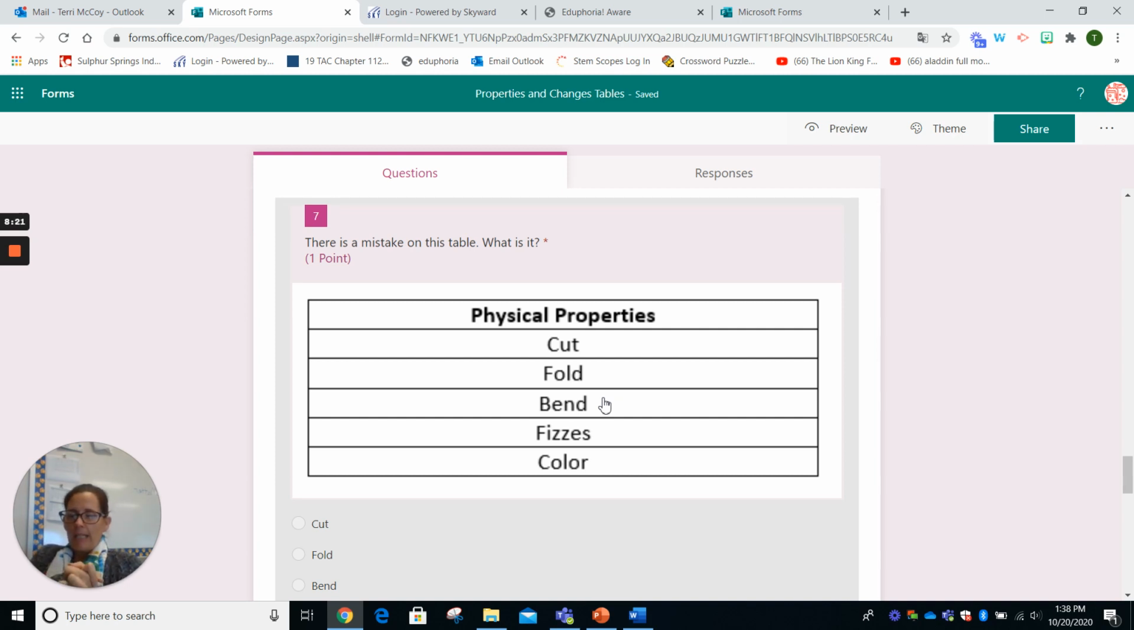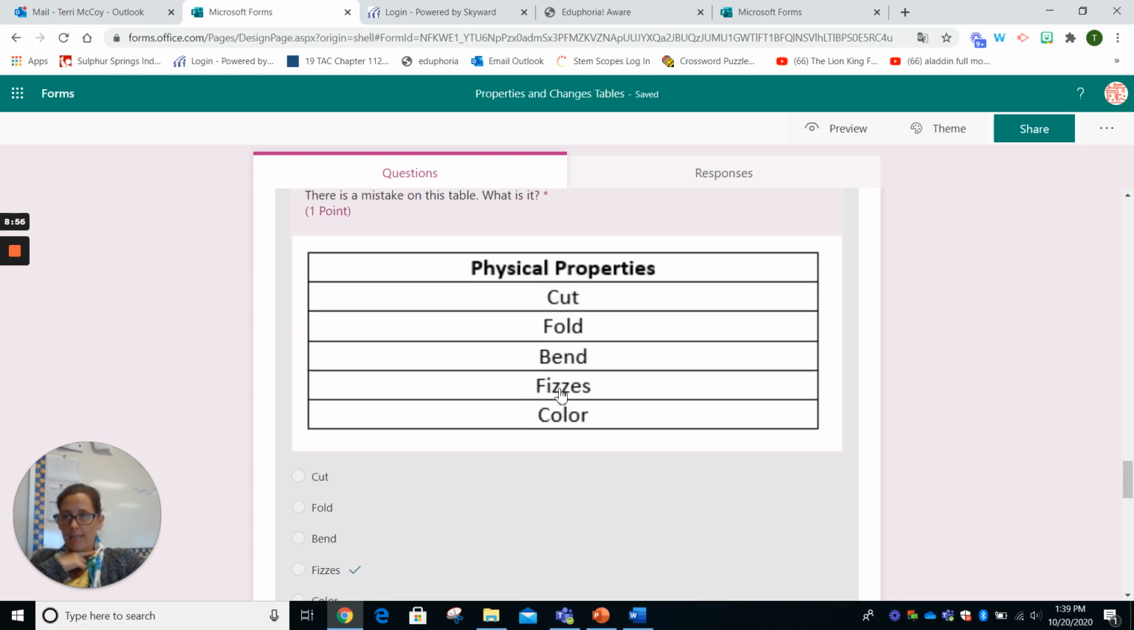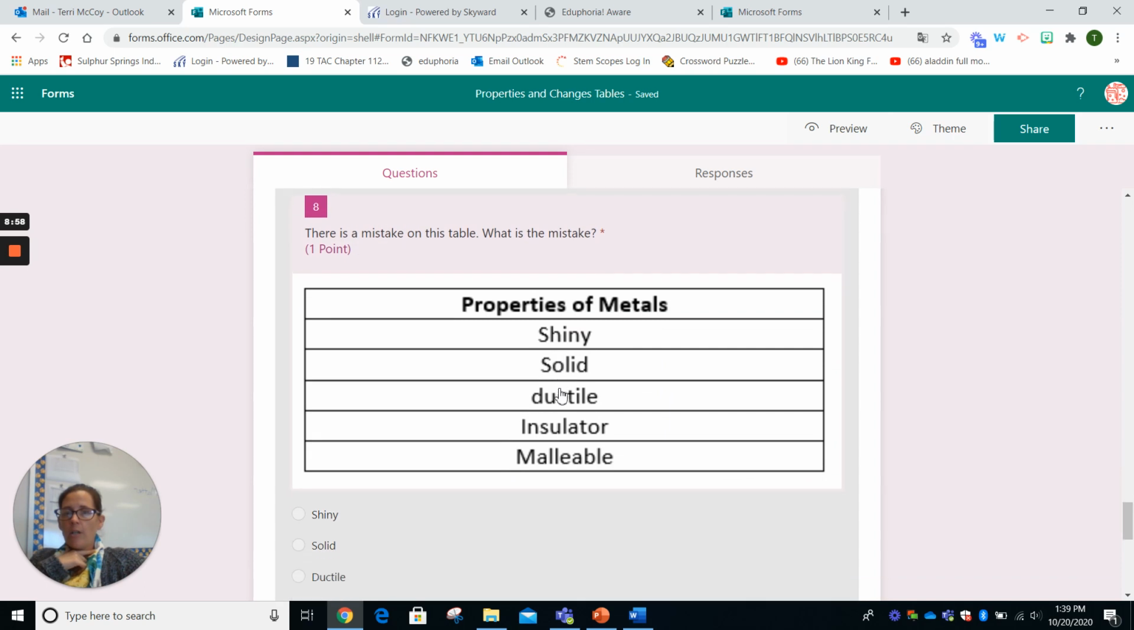That's a physical property. What about fizzes? So if we had something and we did something to it and it started fizzing, like putting Alka-Seltzer in water and things started fizzing, is that a physical property? No, that would be a chemical property. So if something's fizzing, that means gas is being released. That's a chemical property, not a physical property, so that might be the mistake on this table. Here we have color. Color is a physical property, so my little post-it note is kind of a yellowy color. It's a physical property. So fizzes is going to be the correct answer because fizzes was the mistake on this table. Okay? Let's go to number 8.